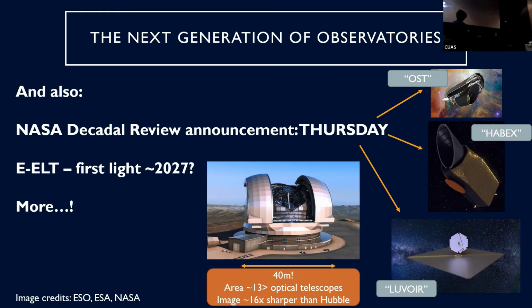We're not very thoughtful with our names sometimes. This LUVOIR literally means large ultraviolet optical infrared telescope. These things could be selected and they could be going into the sky in 10 years' time.